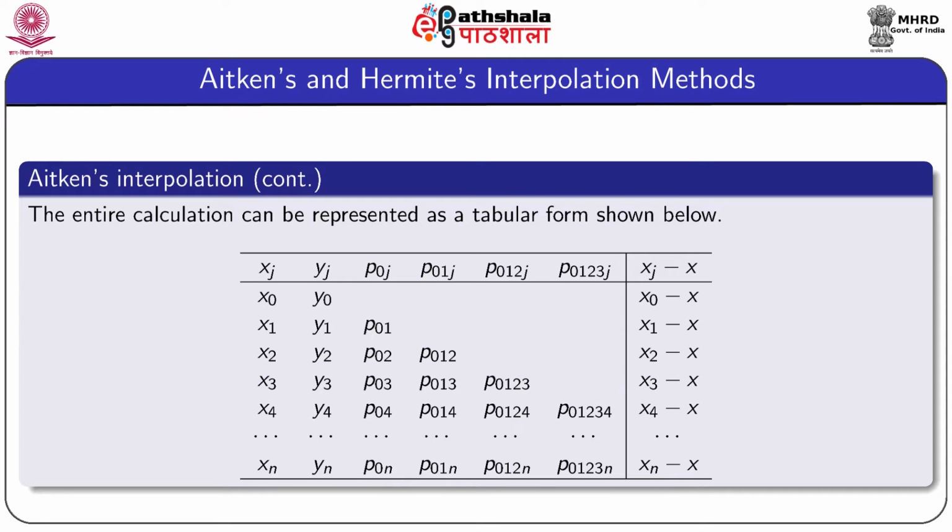The entire calculation can be represented in the tabular form shown below, and this table helps us to calculate the interpolating value for a particular problem. In this table, the first column represents the arguments and the second column contains the values of ordinates, that means the values of y. The third column contains n linear polynomials, the fourth column contains n minus 1 quadratic polynomials, and the next column contains n minus 2 cubic polynomials, and so on. And the last column represents the differences between the arguments and the value of x, that means x0 minus x, x1 minus x, and lastly xn minus x.